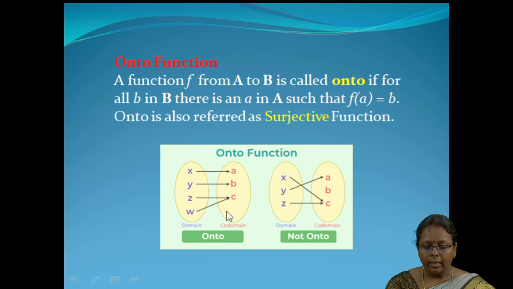So for the elements in the codomain, this set is called domain and this is called codomain. So each element in capital B, a has x, b has y and c has z and w. Therefore this is an example of an onto function. Coming to this example, the element small b does not have any pre-image in this set. So this is not an onto function.